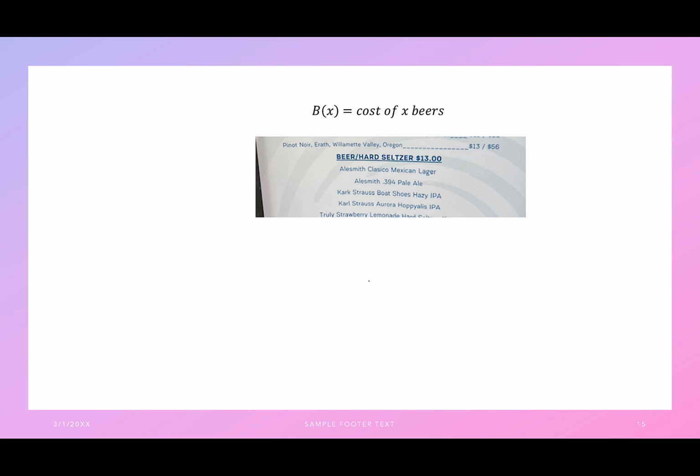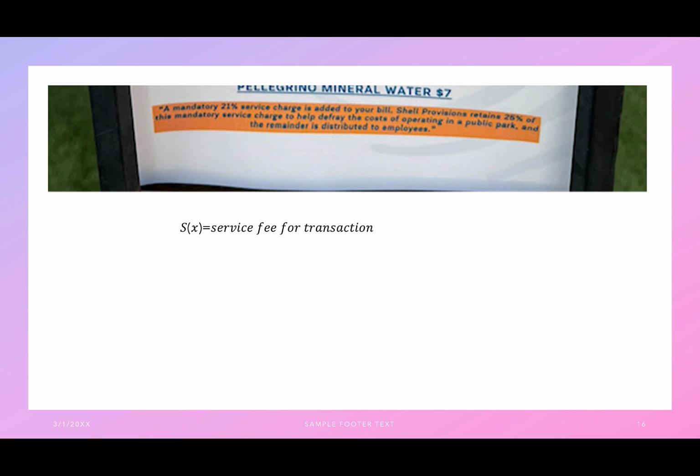So the easy part is the cost of the beers, B of x. So B of x will be equal to 13x. Every can of beer costs $13, so how many cans you buy times 13, there's our total. The service fee, and it's hard to see in this picture, is 21%, but this S of x will be 0.21 times x. So here, x is going to be whatever cost that we're going to put into it. And we'll see as we go in. And then the Rathskeller, they're getting 25% of the service fee. So this is 0.25x.